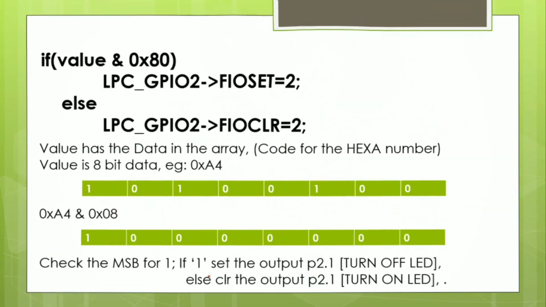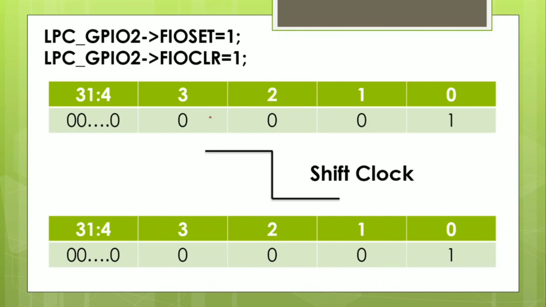Now coming to the shift clock. I told you that the shift clock is given to pin number 2.0. See, it is 0, so it is pin 2.0. To pin number 2.0, you will give 1 first, that is, you are setting it. Once you set it, you will get a high pulse. Then you will clear it, making it a low pulse. So you will get a shift clock.